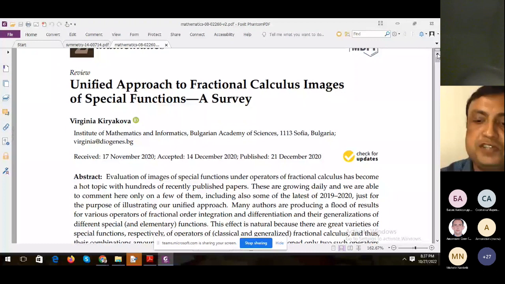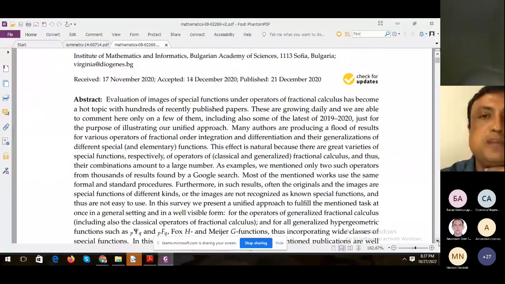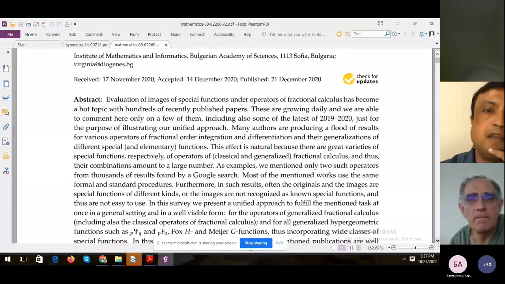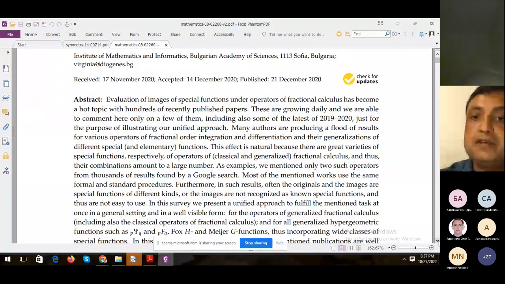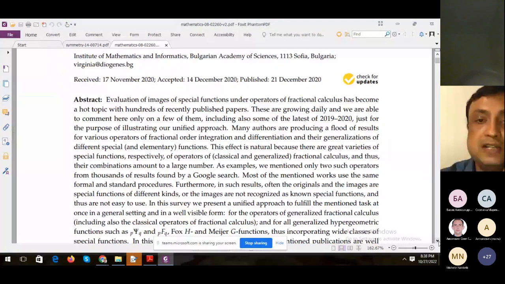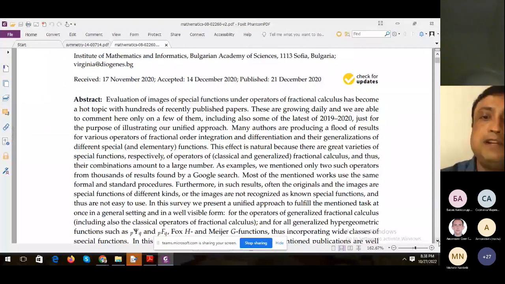She clearly mentions in her survey paper that evaluations of the images of special functions under operators of fractional calculus have become a hot topic, with hundreds of recently published papers. These are growing daily, and we are able to comment here on only a few of them, including the latest ones of 2019 to 2020. Just for the purpose of illustrating our unified approach, many authors are producing a flood of results on various operators of fractional order, integration and differentiation, and their generalizations of different special and elementary functions.